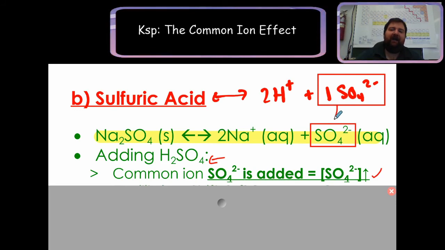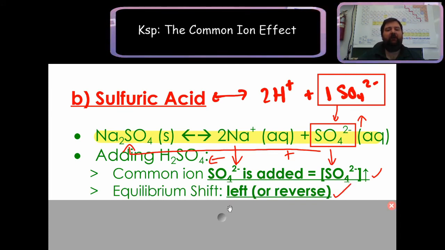If we're adding in sulfate, that means that this concentration is going up. That's the stress. So what's the reaction going to try to do? Decrease it. And we're going to use these two things to shift it to the left.